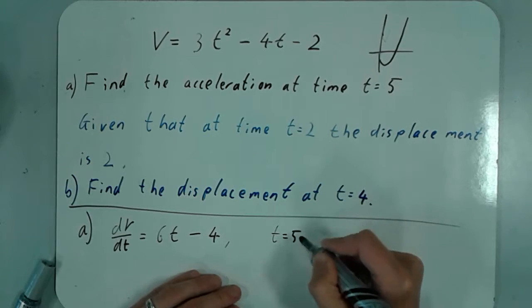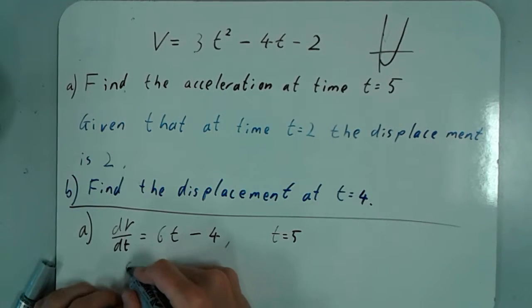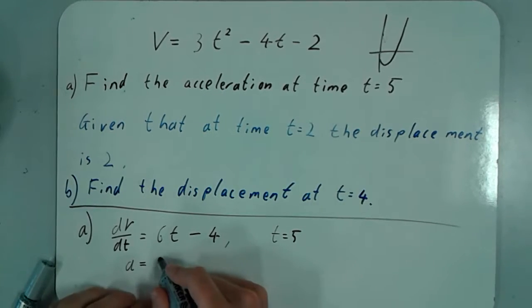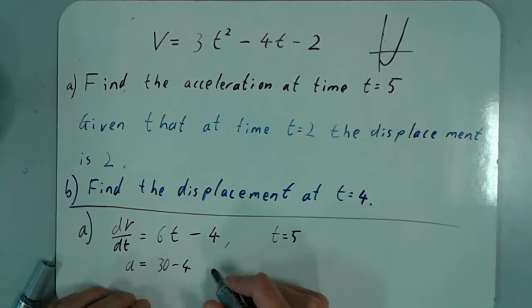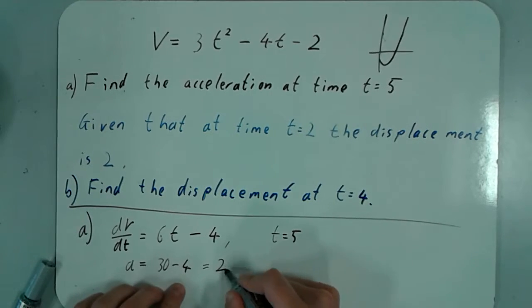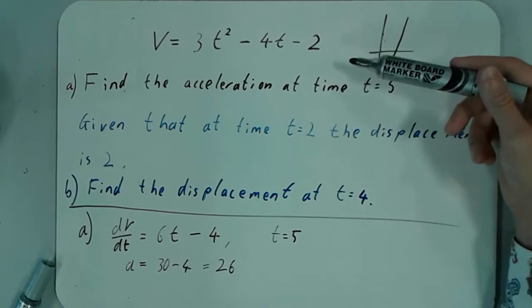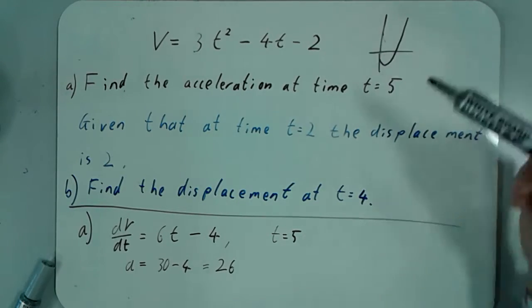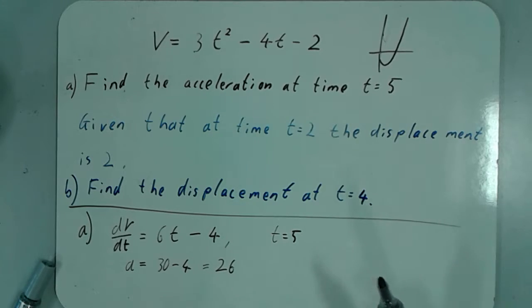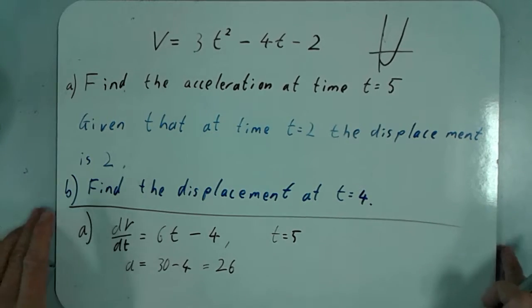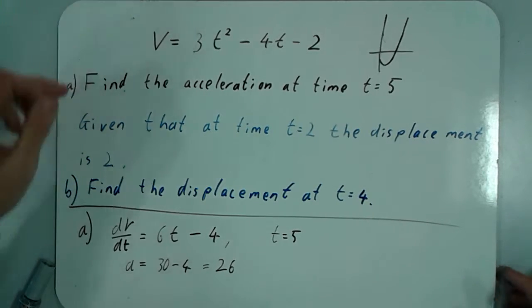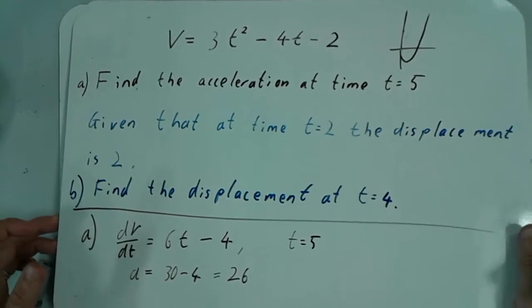T was equal to 5. That tells us that the acceleration is going to be 30 minus 4, 26. We're not going to put down any units in this case as we haven't been given any in the question. So we just say the acceleration is 26. Okay, there we go. We found the gradient of the velocity.